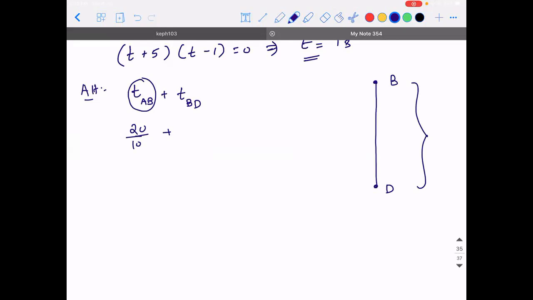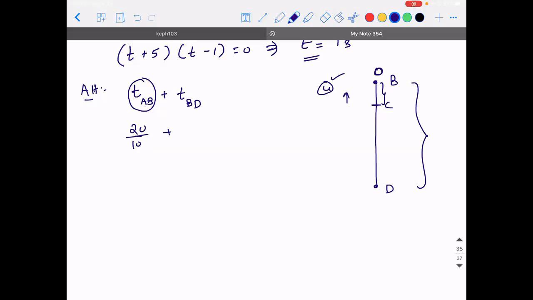Time of descent is what? Time taken by the body to go from B to C. It should come back to the same level. And moreover, in time of descent, you will not use this U. You will use the U with which the object is projected from here.